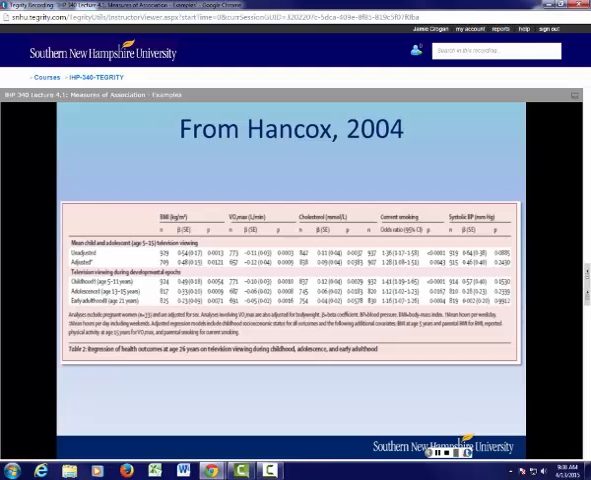Now here is the next table in this article. It's a much more complicated table, but I want to try and walk you through this pretty slowly. So first of all, take a look at the title. It's at the bottom of this table. It says Table 2, Regression of Health Outcomes at Age 26 on TV Viewing During Childhood, Adolescence, and Early Adulthood. Okay, so we are looking at how the TV viewing in the younger years is related to health outcomes at 26 years of age.